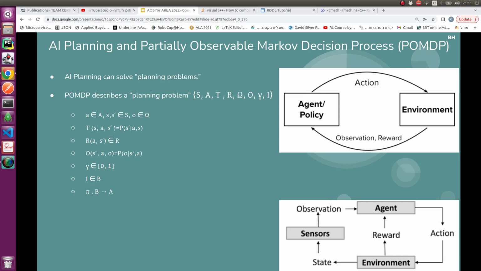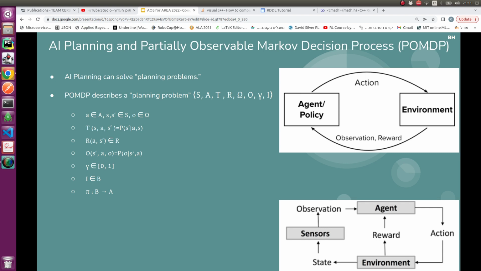So we have a transition function: for every state, when we apply an action, we have a probability to traverse to every one of the possible states. When we apply an action, the environment changes its state, and we receive an observation. By this observation, we can update our belief state, and we also receive a reward.